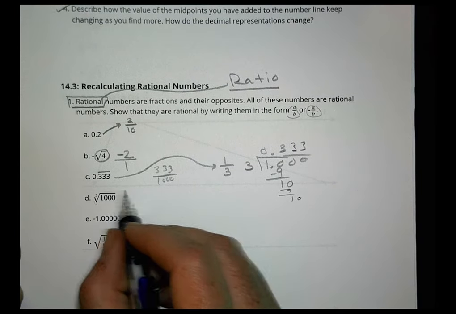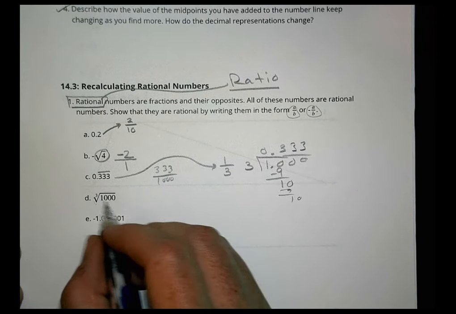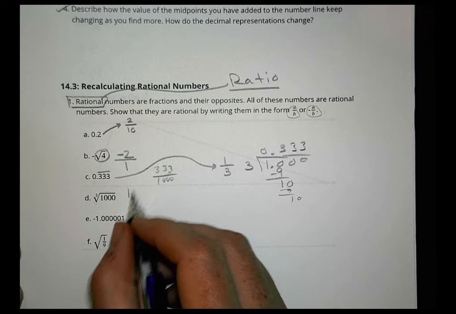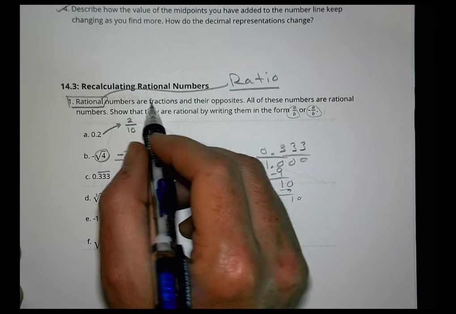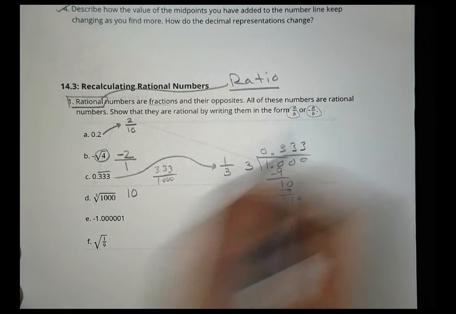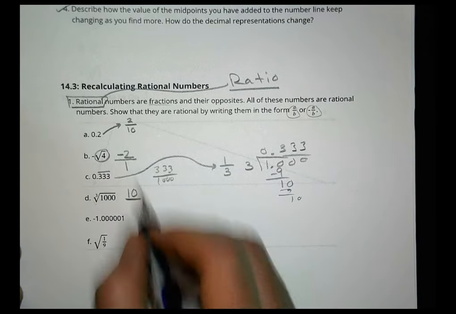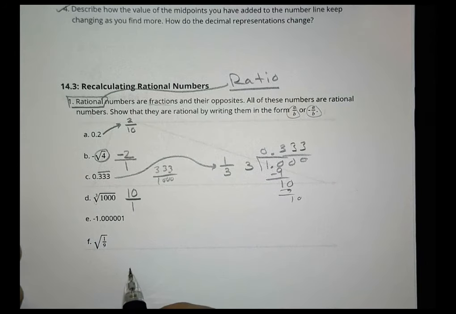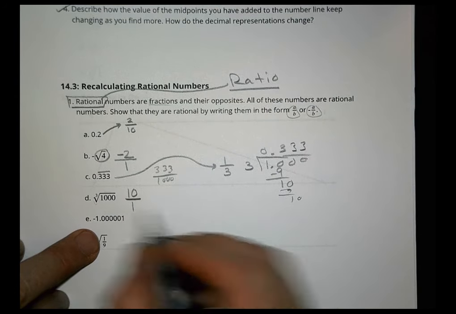This one here is the cube root of 1,000, and we know that the cube root of 1,000 is 10, but we want to write it as a fraction. Okay, so we write it in the form of a over b, so we'll do 10 over 1.